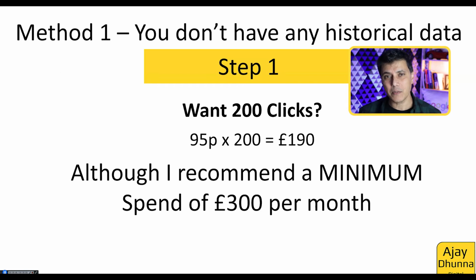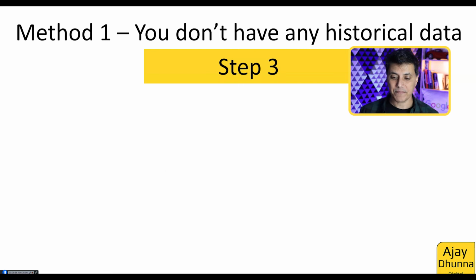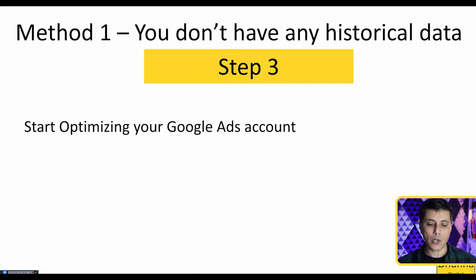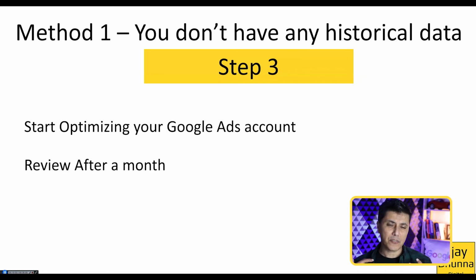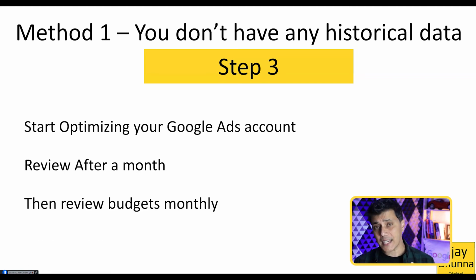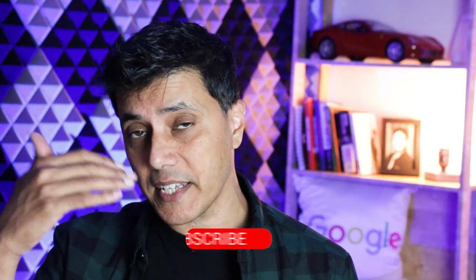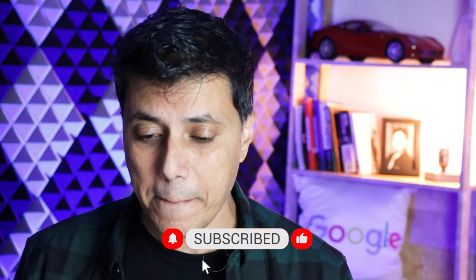And I say 300 because it's good to get a lot of data, a lot of clicks to your website. And the more clicks you get, the quicker you can start getting some conversion data to see what's working and what's not working. So then what you do over a period of time is start optimizing your Google Ads account. You start reviewing it on a month-to-month basis to see what's working, what's not working. What's working, you keep. What's not working, you either throw out or you improve. And then as a result of that, you can review your monthly budgets accordingly, either increase them or decrease them.